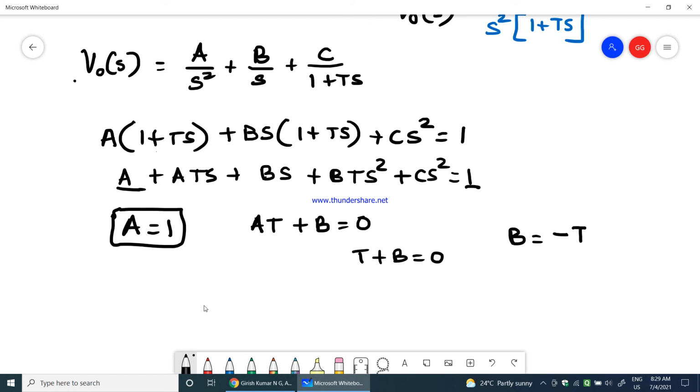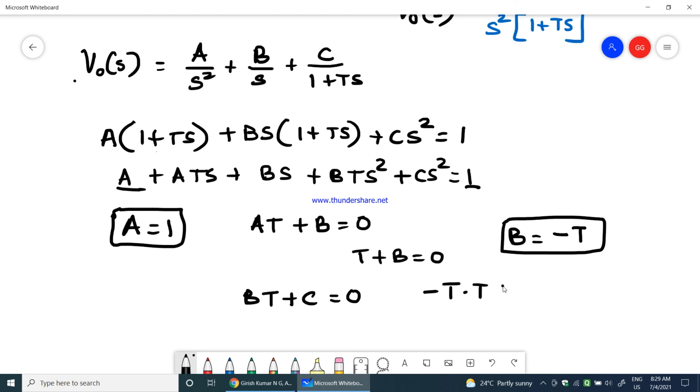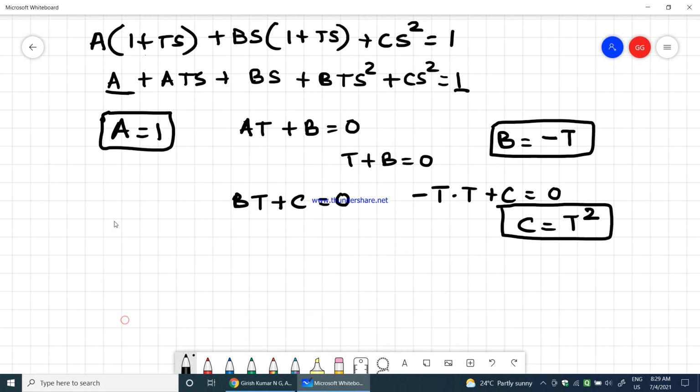Similarly, you see that bt s square plus c s square. So I will equate the s square term. I will get bt plus c equals 0, and we know that b is minus t. Therefore minus t into t plus c equals 0. Therefore c will be equal to t square. Okay, I will substitute this into the equations there.